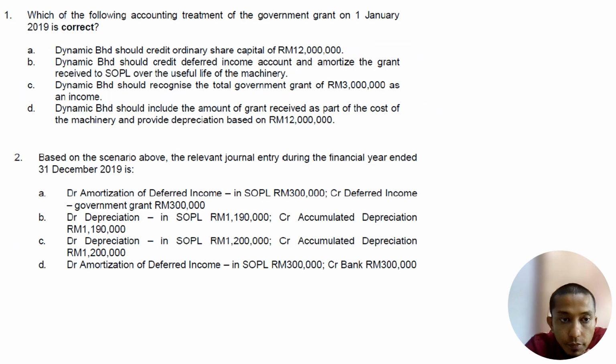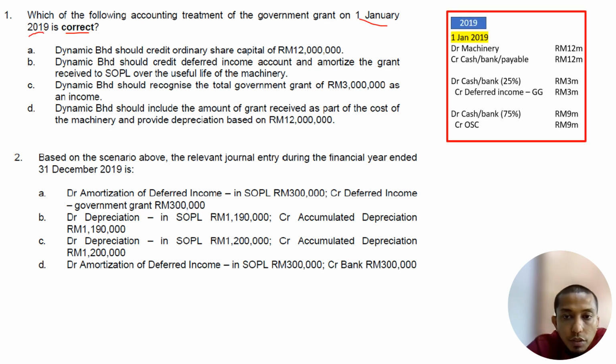So we see what the question asks us: which one of the following statements is correct? On 1st of January 2019, we purchased a machine using a government deferred income, right? So Dynamic Berhad should credit only share capital by 12 million. Is it 12 million? No, only 9 million, right?